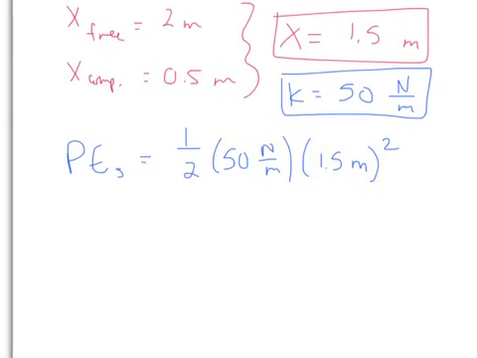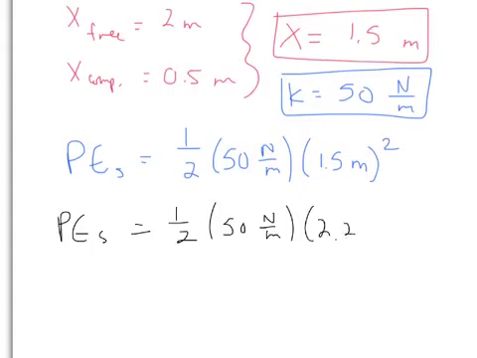So let's take a look at our answer if we go through it. 1/2 of 50 newtons per meter times 2.25 meters squared. Again, I squared 1.5 to give me 2.25 there. I did this just to show you the units. That's the only reason I'm going through this. This meter down here cancels with one of these meters up here, getting rid of that squared for the meter term, leaving behind newton times meter. And that's, again, what a joule is.